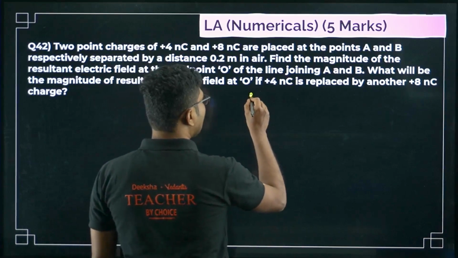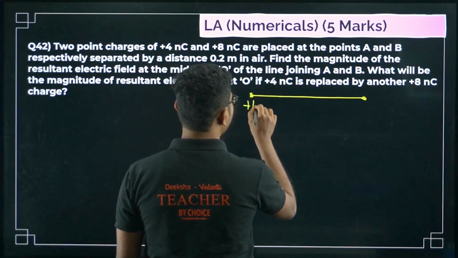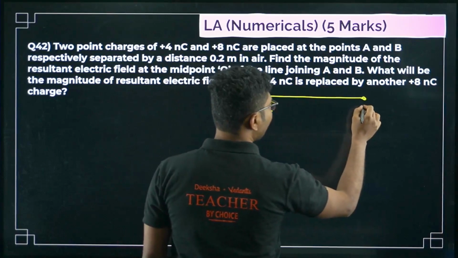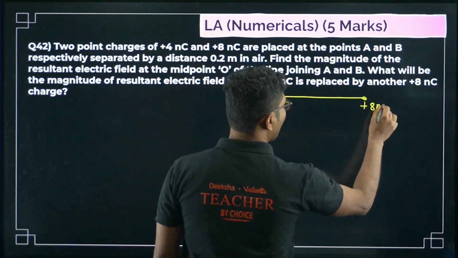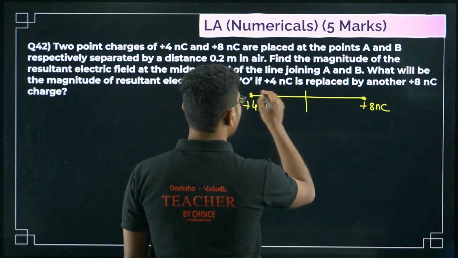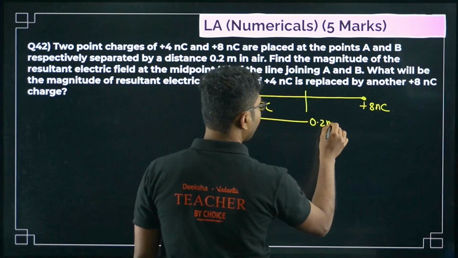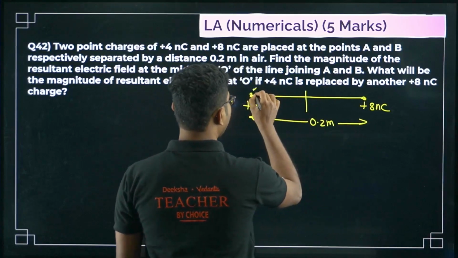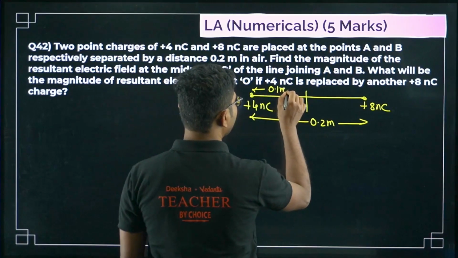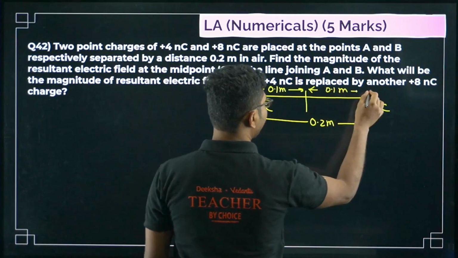So basically we have two charges. One is plus 4 nanocoulomb, another one is plus 8 nanocoulomb. We are trying to find the electric field on the line joining the two points, at the midpoint. The distance between the charges is 0.2 meter, so the half distance will be 0.1 meter. This will also be 0.1 meter. This is the first part.